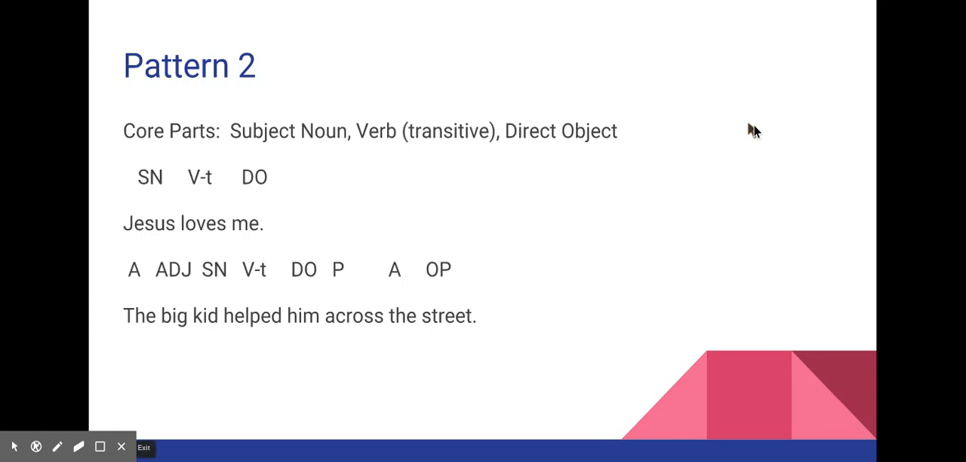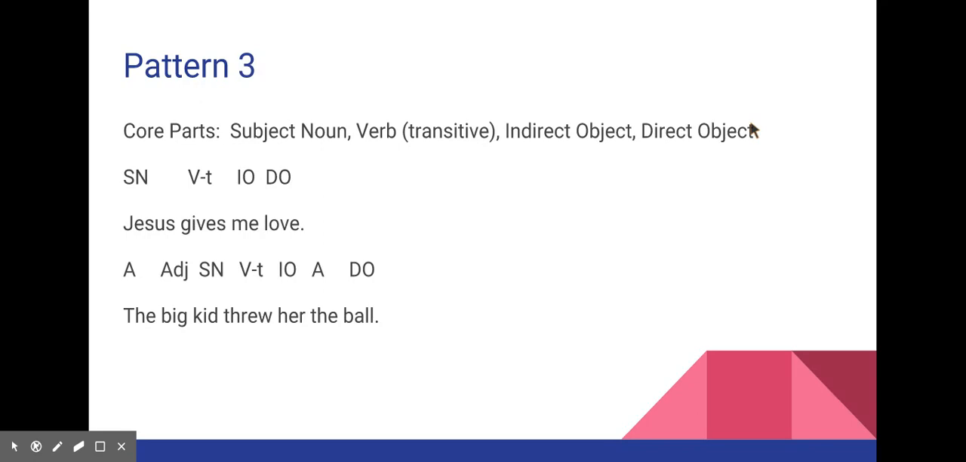Pattern 2 has these core parts: subject noun, a verb, which is transitive, and a direct object. Some examples would be, Jesus loves me, and the big kid helped him across the street. Again, we can have adjectives and adverbs to spice up our language, but we have to have a subject noun, a transitive verb, and a direct object for a pattern 2 sentence.